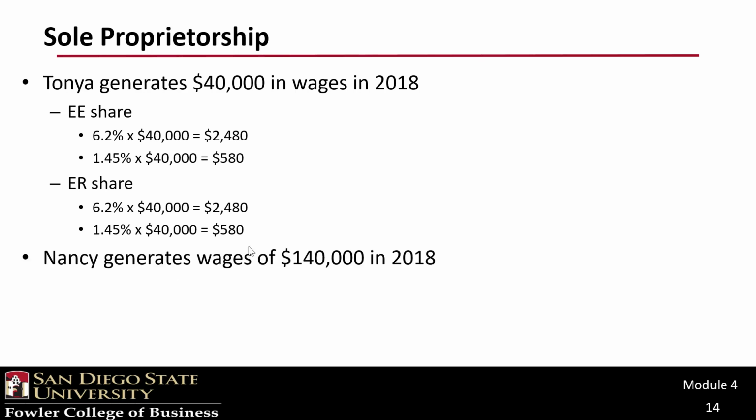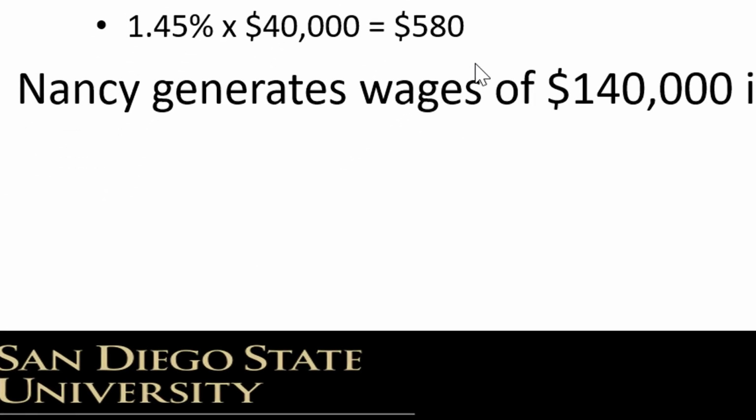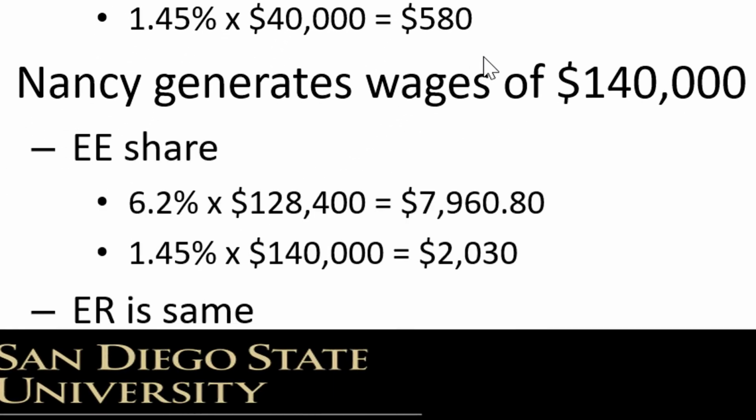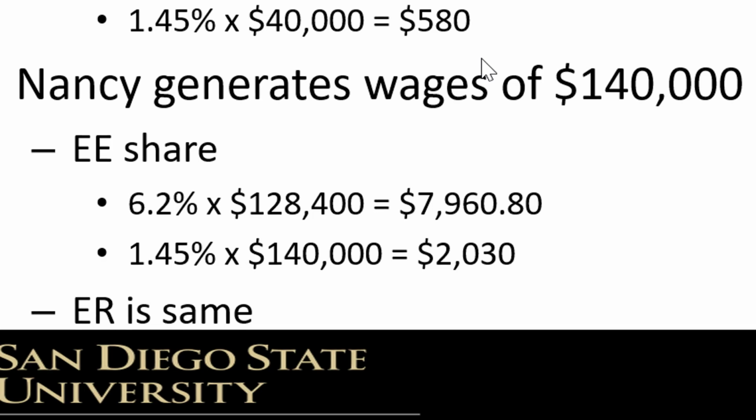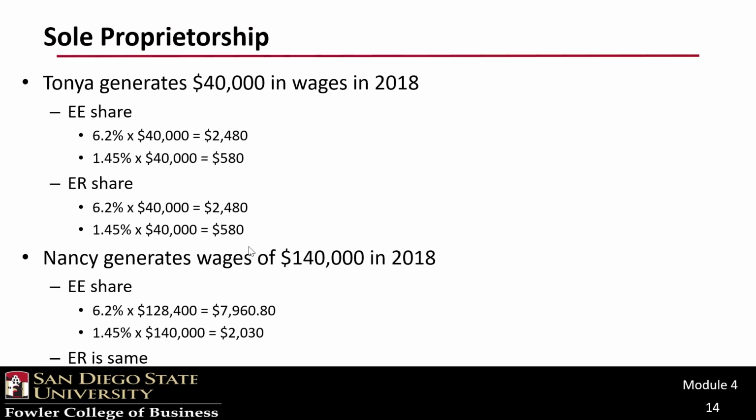Nancy is doing a little better, and she earns wages of $140,000. Her Social Security tax is only up to the FICA cap of $128,400, or $7,960.80, whereas Medicare has no such cap, and the full $140,000 is multiplied by 1.45%. Now, the employer's share would be exactly the same.